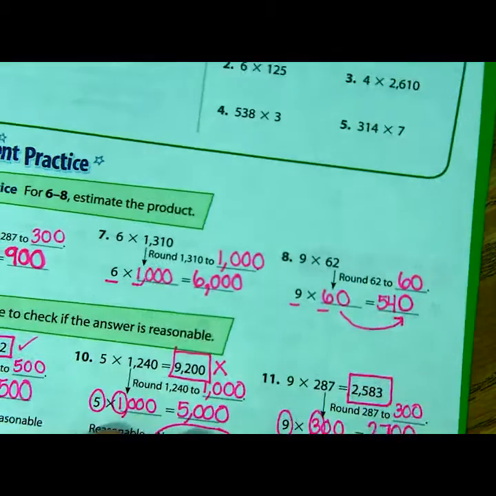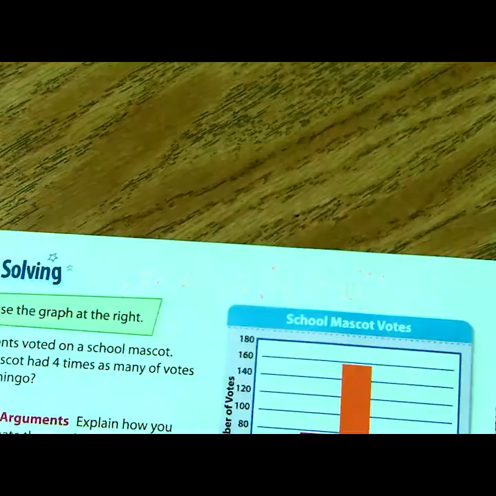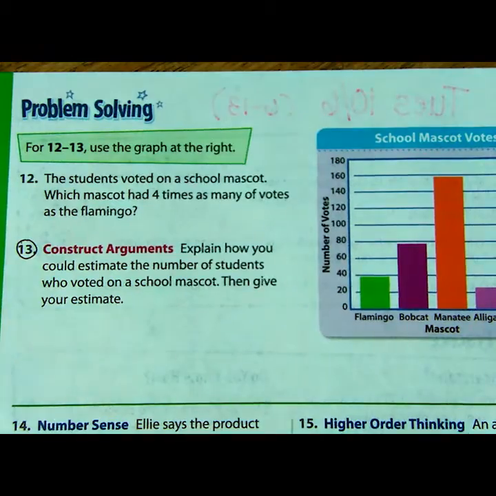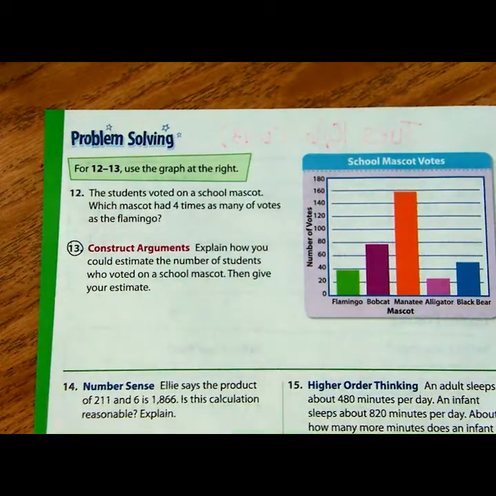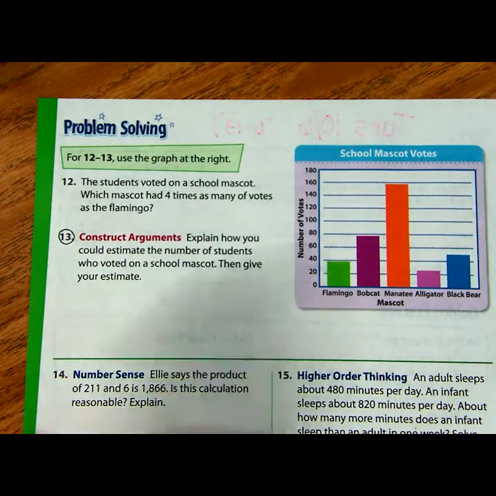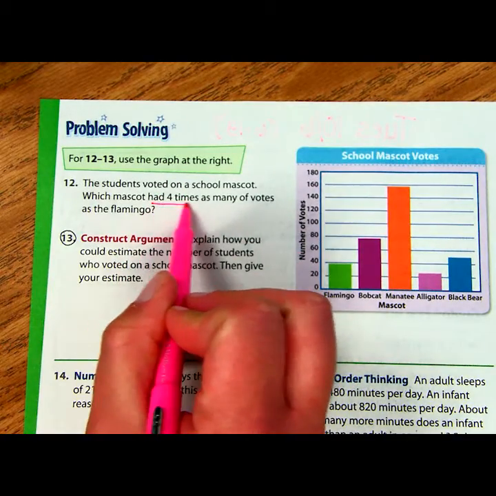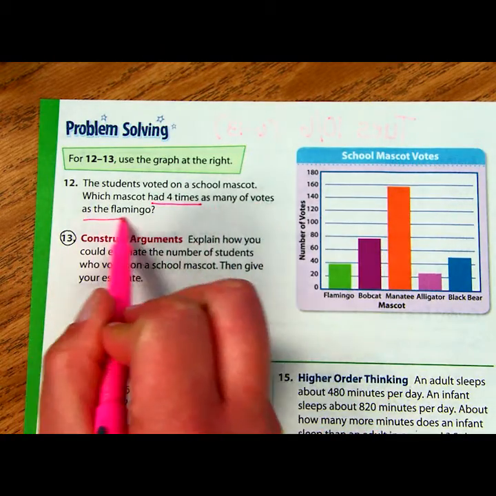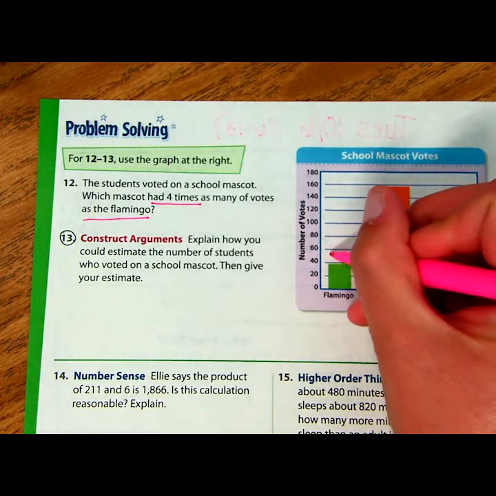Let's look at the back. We had 2 questions here. We're using this table about school mascot votes. The students voted on a school mascot. Which mascot had 4 times as many votes as the flamingo? Well, the flamingo had 40 votes.